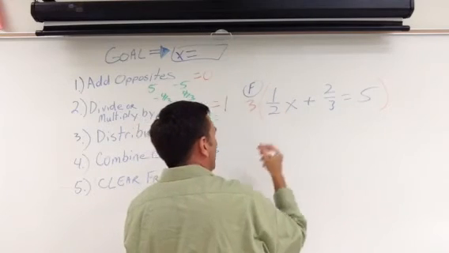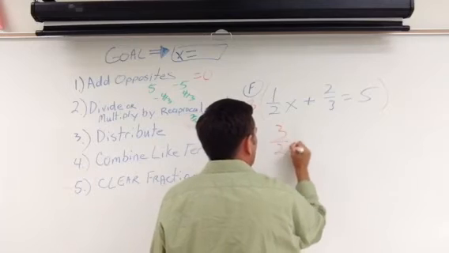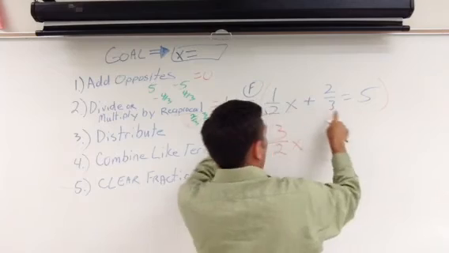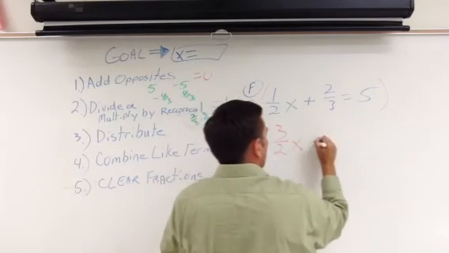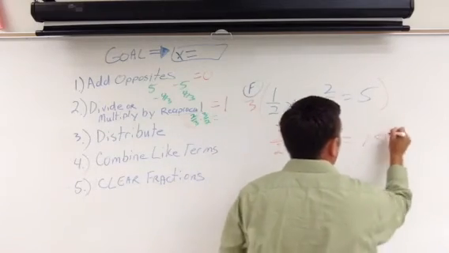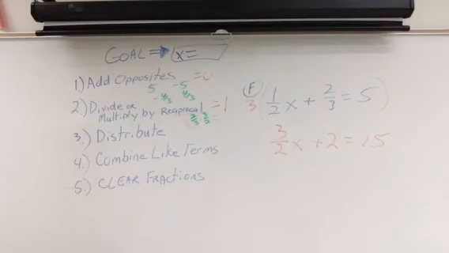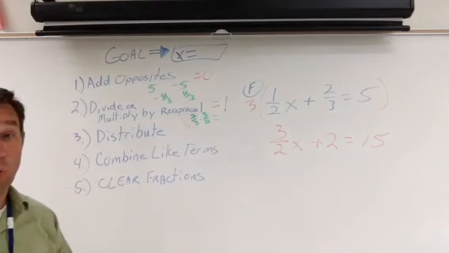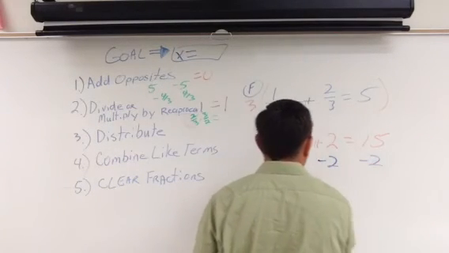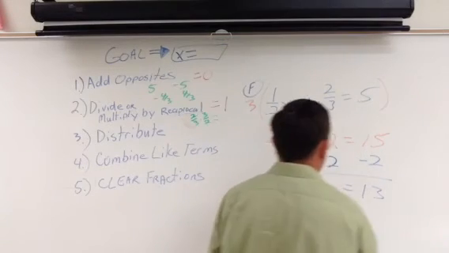3 times 1 over 2. I can't cancel anything out. This ends up changing to 3/2 x. 3 times 2/3 here. The 3's cancel, and I'm left with just 2. And then 3 times 5 is 15. Now we're back to a very similar problem to what we just did. I'm going to now add negative 2 and put 3/2 x equals 13.